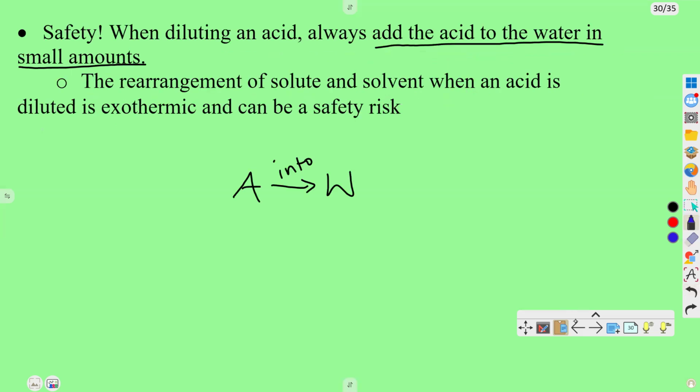Now, when we do this in the lab, it's going to be important that you remember we always add the acid to the water. Acid goes into water. It's A into W. I like to think of the teen burgers, A and W. So acid goes into water. If you put water into acid, it can actually make it very exothermic, which could lead to a big time safety risk for us.